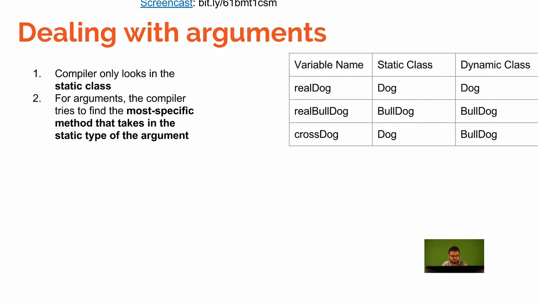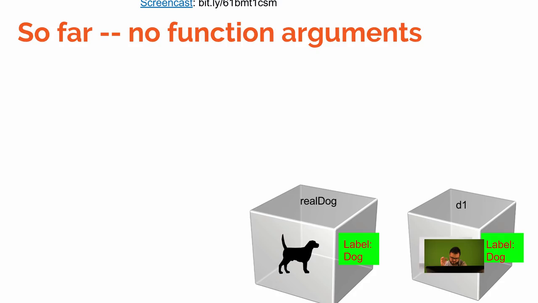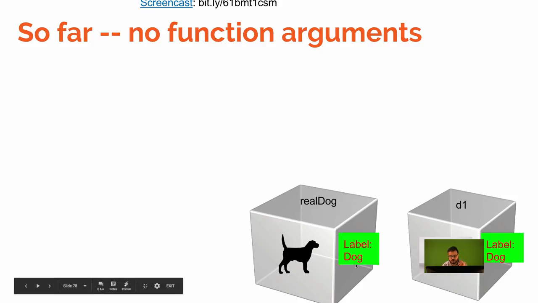For arguments, the compiler tries to find the most specific method that takes in the static type of the argument. Let's say there are two bark methods. One of them takes in a dog, and one of them takes in a bulldog. Now, let's go back here. The first bark method takes in a dog. The second bark method takes in a bulldog. If you call the bark method by passing in real dog, it will choose the dog one. If you call the bark method with D1, it will also choose the dog one.